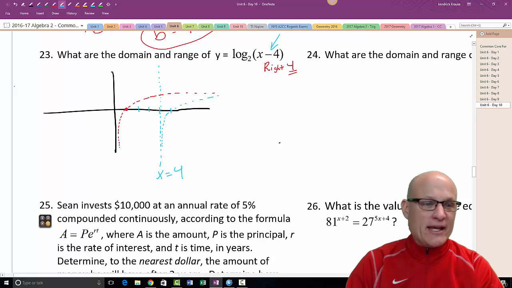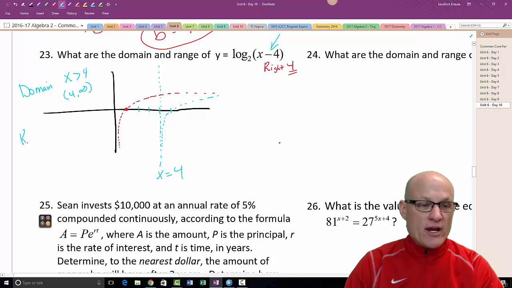So if I want domain, you can write it any way you want. It's either x is greater than 4, or you can write 4 to infinity. And range is really easy. Range, it goes forever and ever down, forever and ever up. So that would just be all reals. Or you can write either all real numbers or negative infinity to positive infinity.